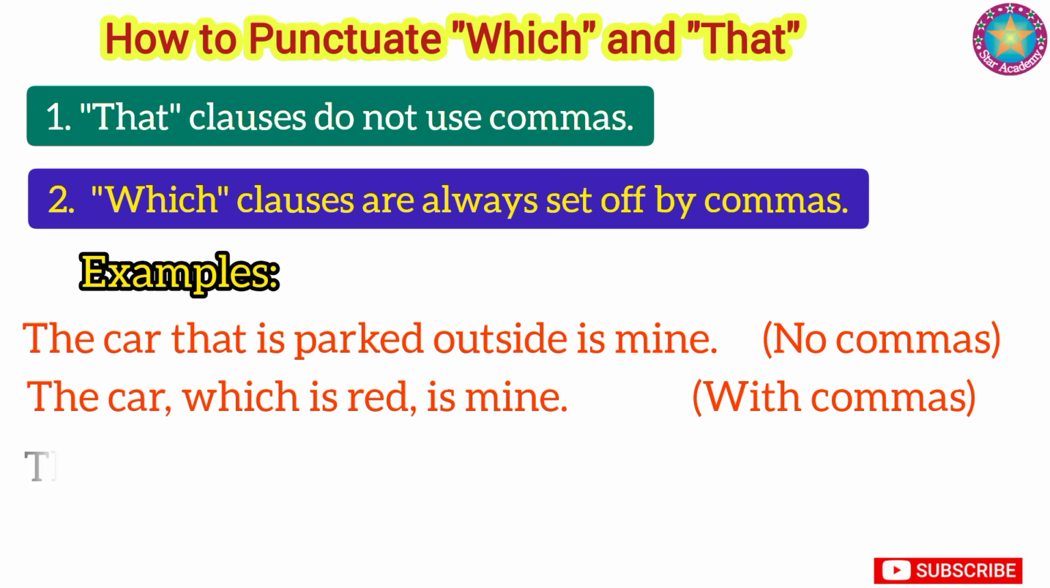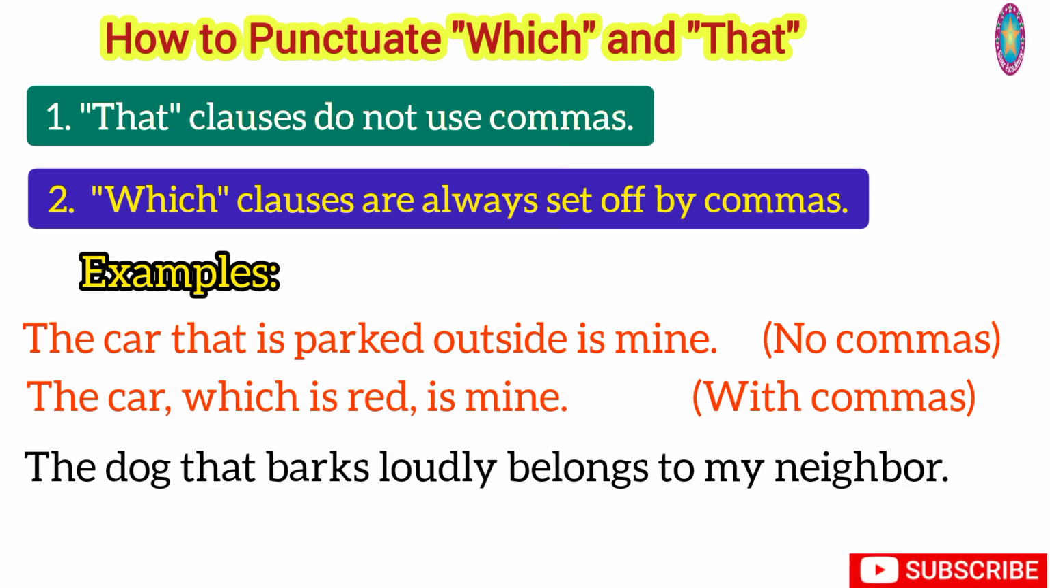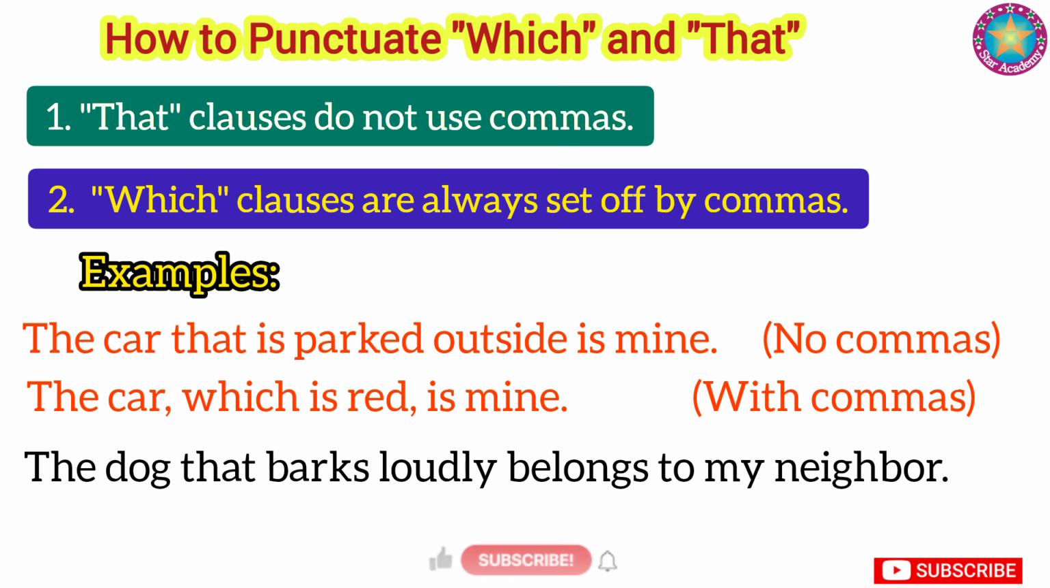Next sentence is, the dog that barks loudly belongs to my neighbor. If the information is critical for understanding the sentence, use that without commas. For example, the dog that barks loudly belongs to my neighbor. The detail about barking loudly is essential because it tells us which dog is being talked about. No commas are needed.